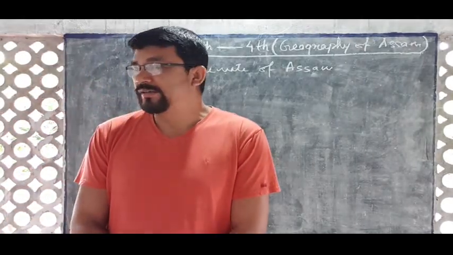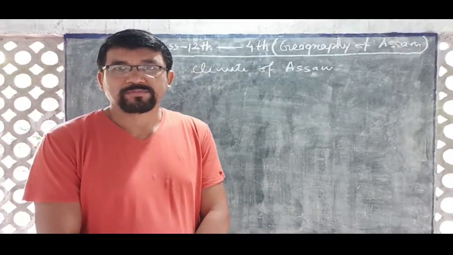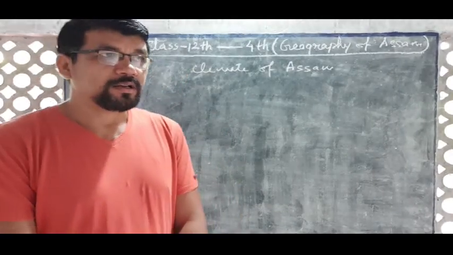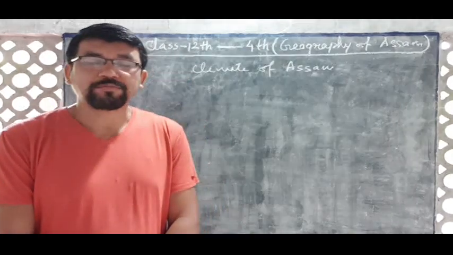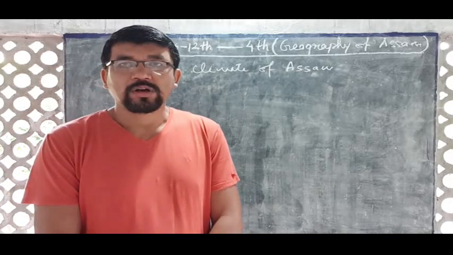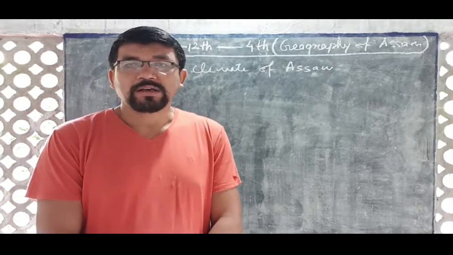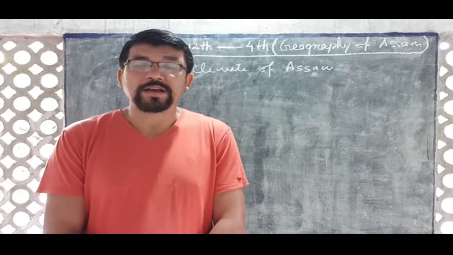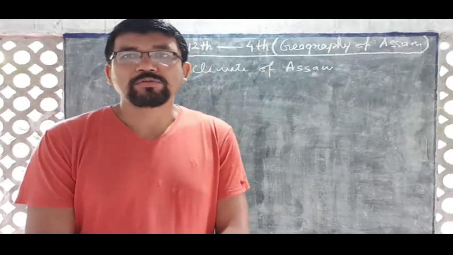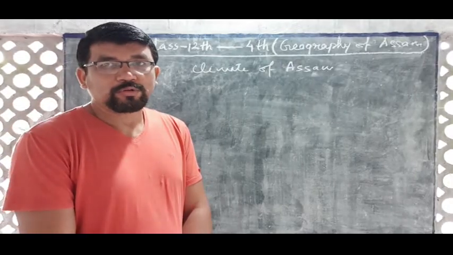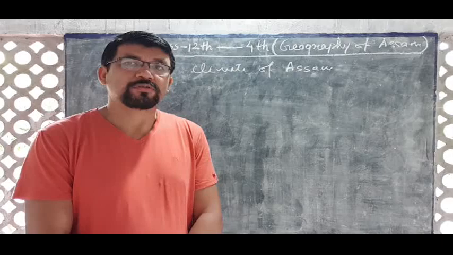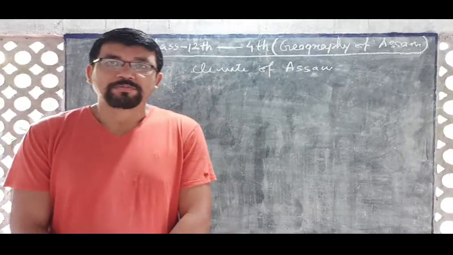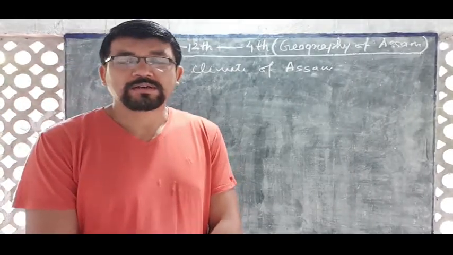We know that India is a tropical country. The Tropic of Cancer, that is 23½ degree north latitude, is going through the middle of India. And this line of latitude divides India into 2 climatic zones. The southern part of the Tropic of Cancer is known as the tropical climatic zone, and the northern part of the Tropic of Cancer is known as the subtropical climatic zone.